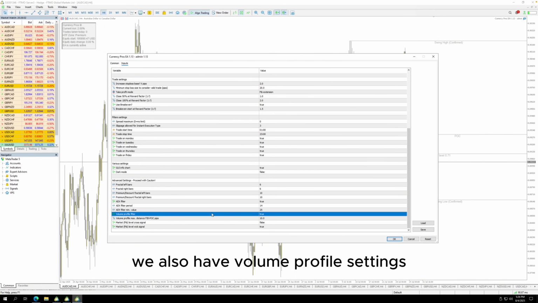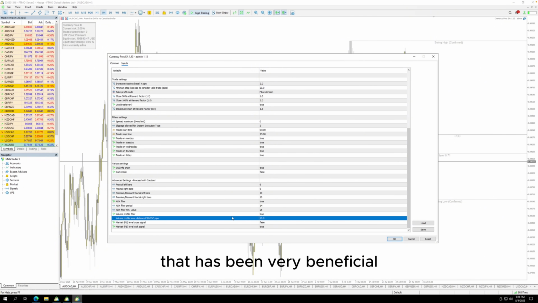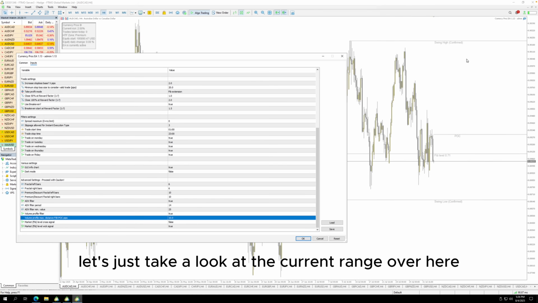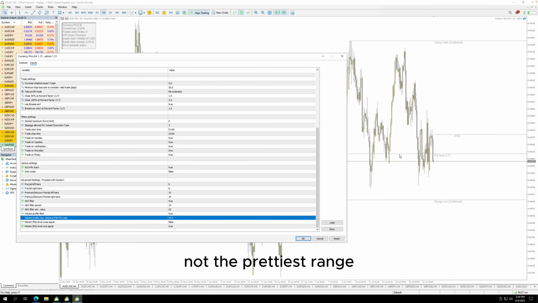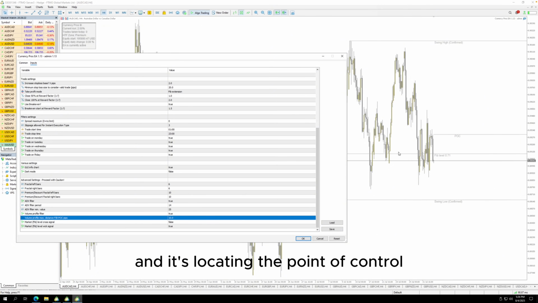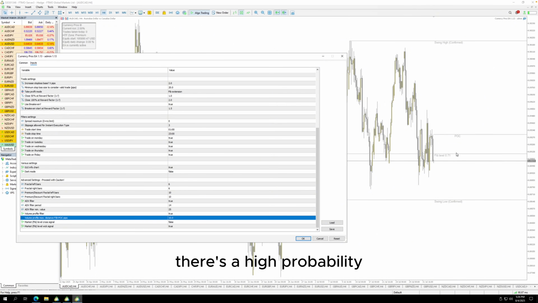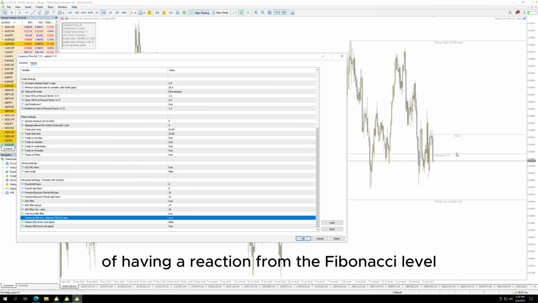We also have volume profile settings. So this has been something that we've implemented into the EA that has been very beneficial. And basically the volume profile is, let's just take a look at the current range over here. Not the prettiest range, but it'll allow me to demonstrate. The EA is gauging the volume within this entire range, and it's locating the point of control. So the point of the most volume, the highest volume, the most contested area within the range. And we've determined that if this point of control is very close to the Fibonacci level, there's a high probability of having a reaction from the Fibonacci level.